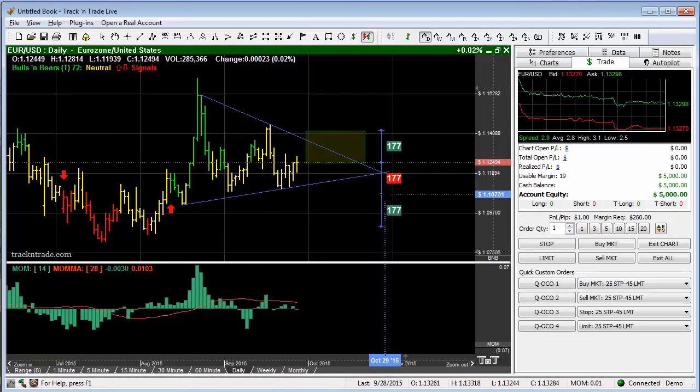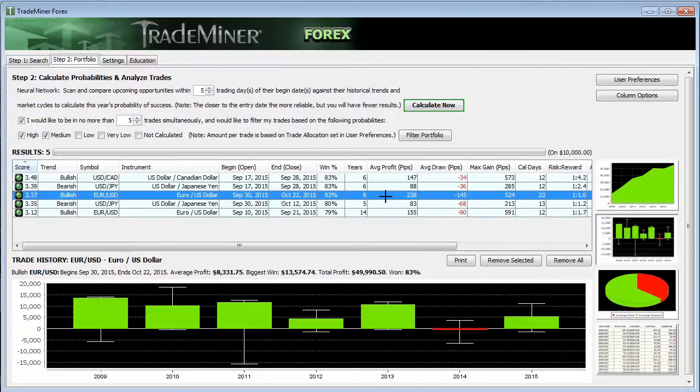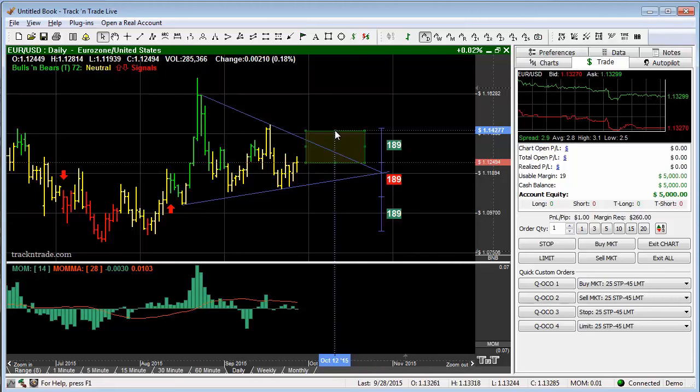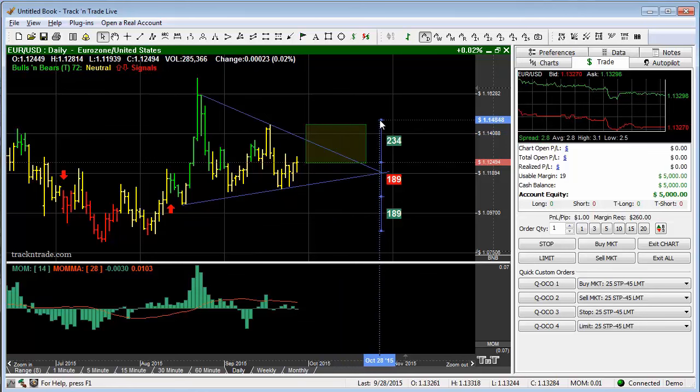If we swing back over to TradeMiner, the average profit was 238 and the average drawdown was 145. So we're just going to draw that in here. I like to put that in there just so we can keep mindful of what TradeMiner was telling us. So we're going to come up here and draw this up 238 pips. That's close enough, 240, right up in that region there.